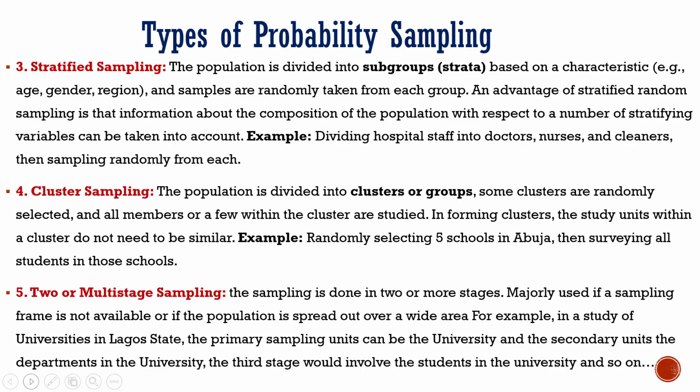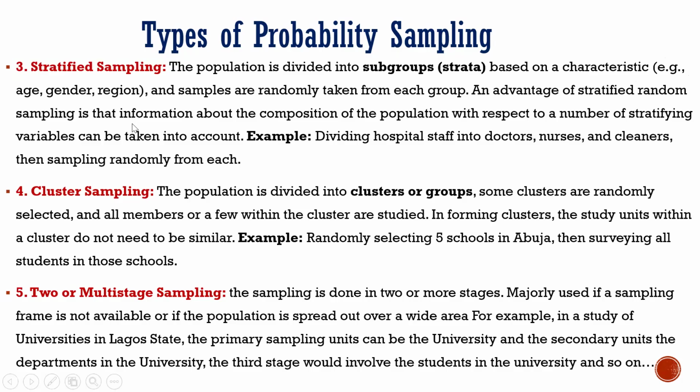Okay, so we have another type of probability sampling: the stratified sampling. Here the population is divided into subgroups called strata in plural or stratum in singular, based on characteristics. Example, the age, the gender, the occupation, the region, a lot of them, okay? And then samples are selected randomly from each group. That's from those subgroups you've divided the population into, you select randomly from them.